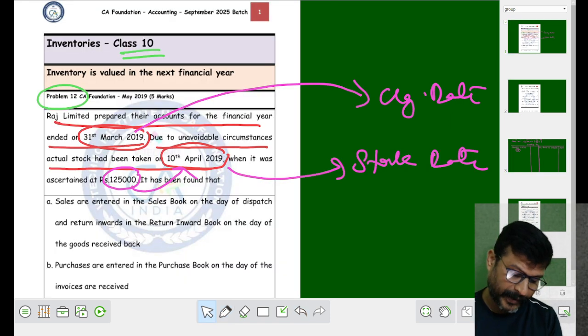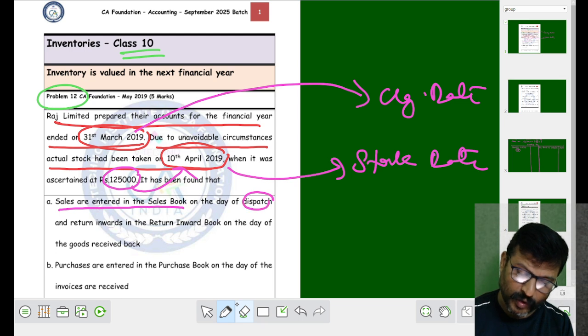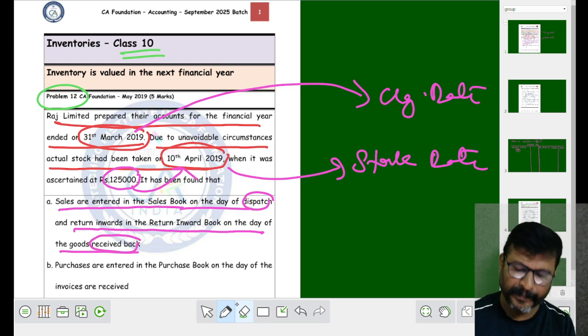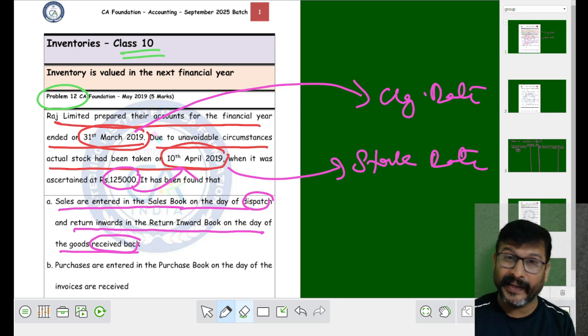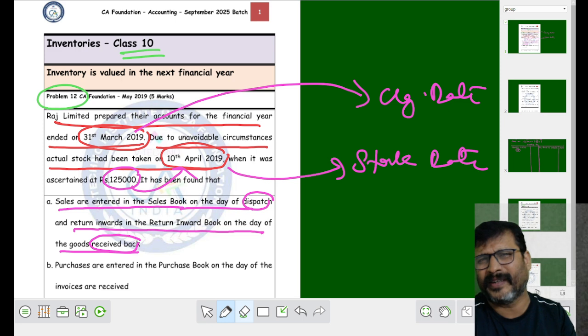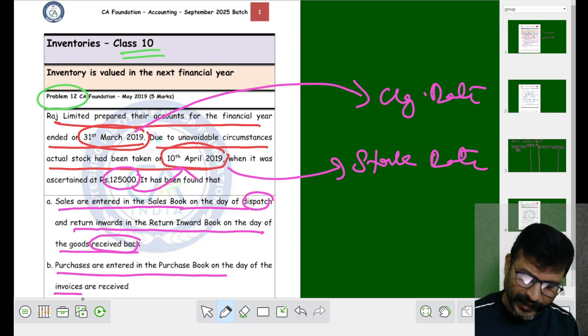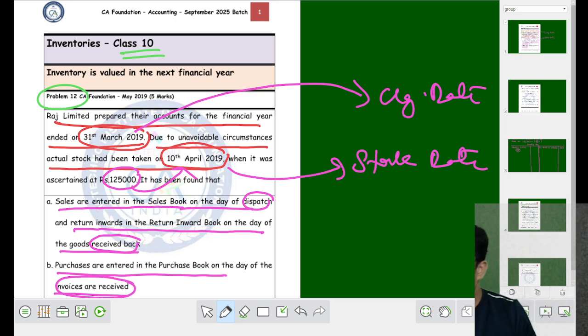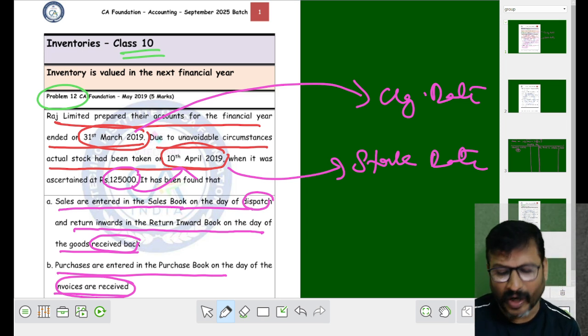See my dear students, what happened. Sales are entered in the sales day book on the day of dispatch, when the goods are dispatched. Return inward is entered in the return inward book on the date of goods received back. So in the sales book, the entry is made as soon as the goods are dispatched. The entry is made in the sales returns book as soon as the goods are received back. It is just English wording, that's all. Nothing to do much with our problem. Purchases are entered in the purchase day book on the day when the invoice is received. See, the entry is made after receiving the invoice, not after receiving the goods.